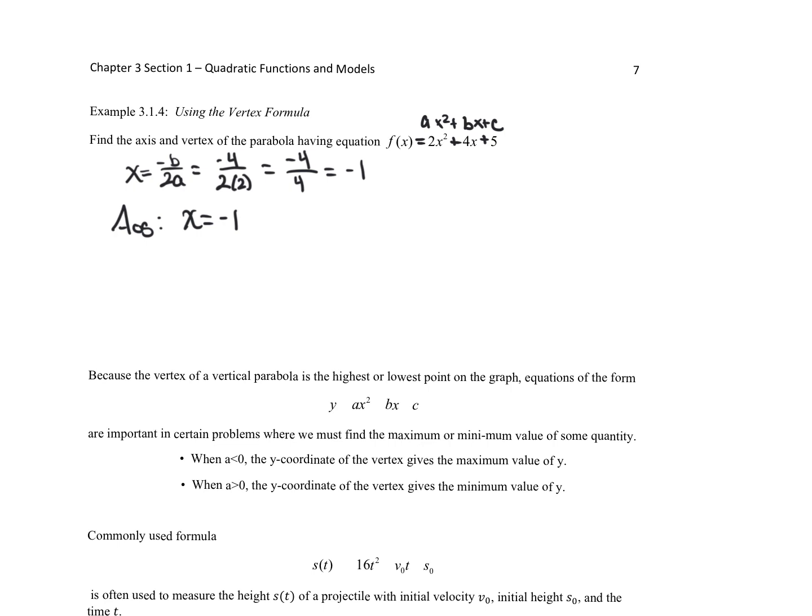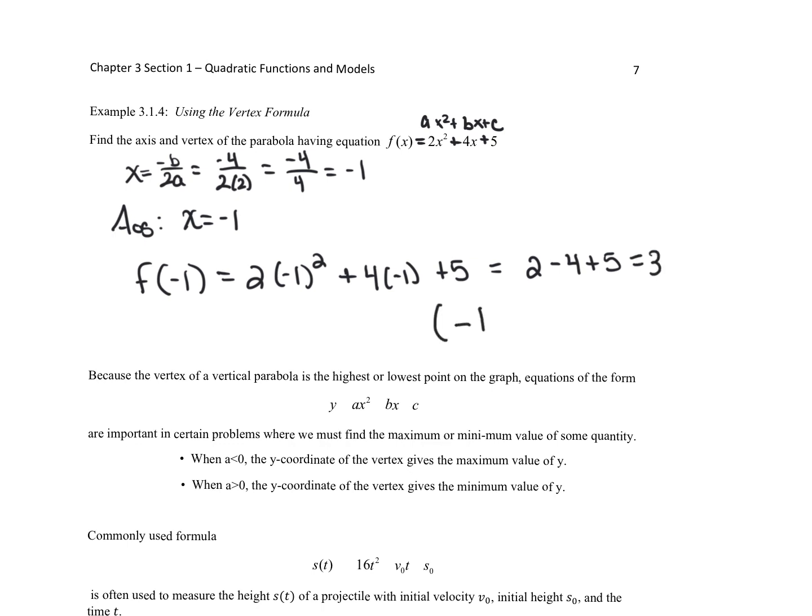Now to find the vertex, you're going to take that and plug it in. So you're going to do f of negative 1. So that's 2 times negative 1 squared plus 4 times negative 1 plus 5. So I get 2 minus 4 plus 5. 2 minus 4 is negative 2, plus 5 gets 3. So my vertex is going to be the x value I plugged in was negative 1 and I got out 3. This is my vertex.